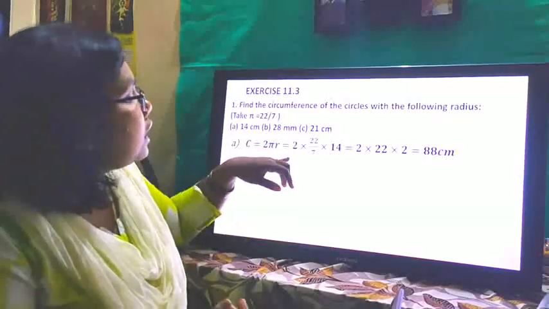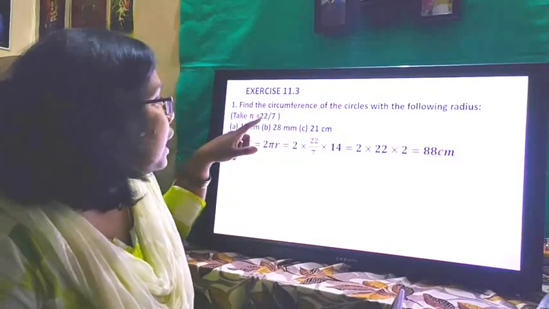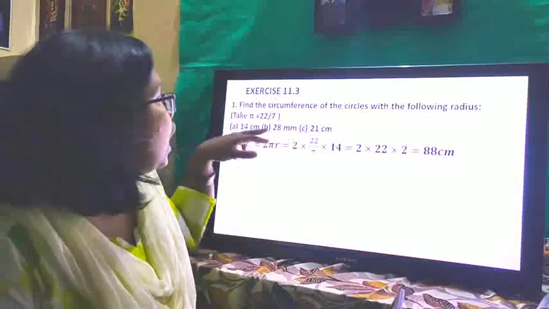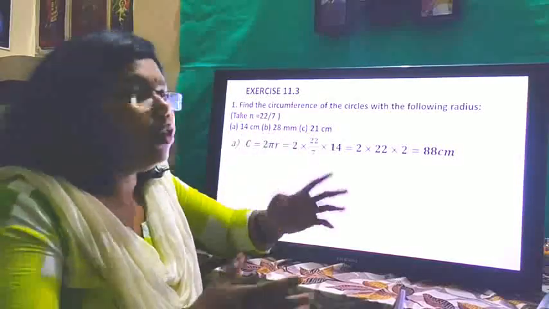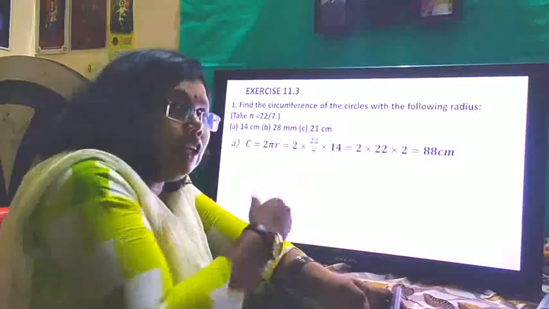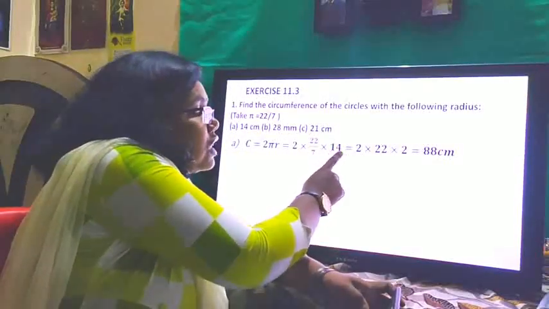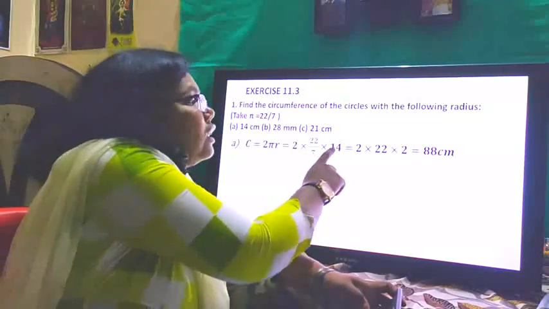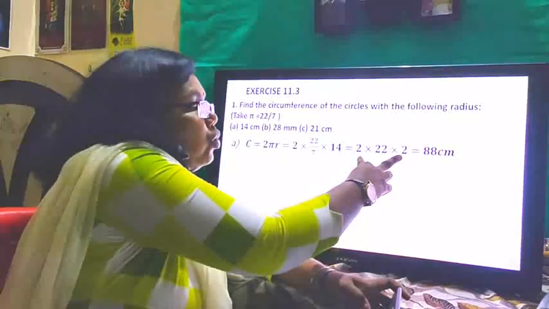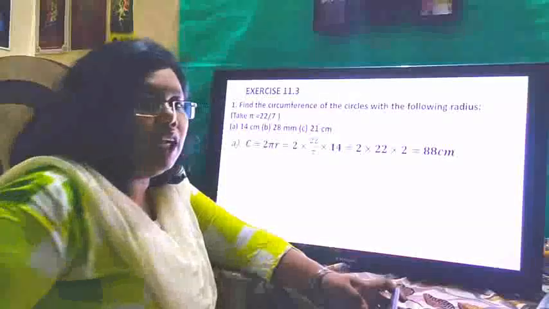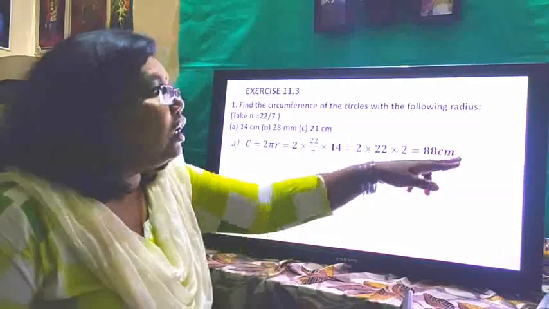2 is 2, and then in place of pi we replace with 22/7 because we have to take pi as 22/7 as given in the question, and the radius given in the question is 14. So now we could either multiply all the numerators and then divide by 7, or it is easier if we first cancel this 14 which is divisible by 7 directly. So 7 cancels 14, you get 2. So 2 into 22 into 2, it is easier because 2 2s are 4, multiplies 22, we get 88 centimeter.